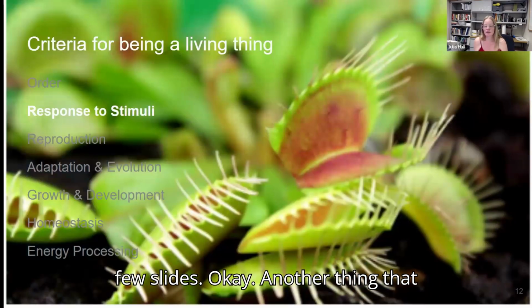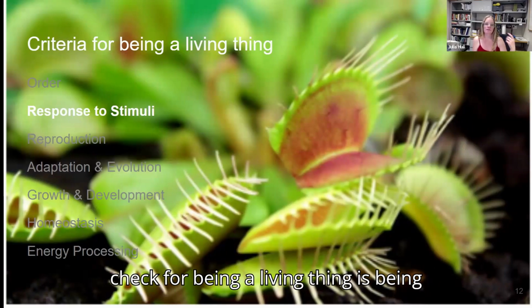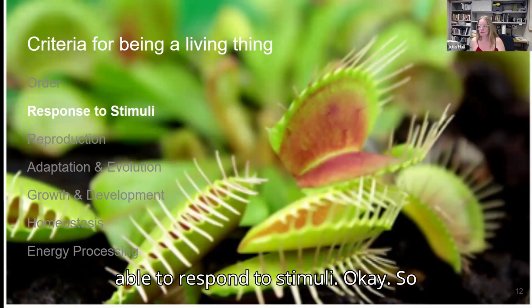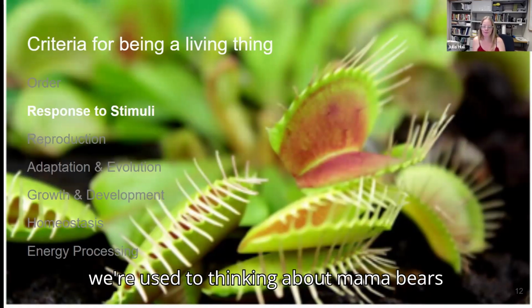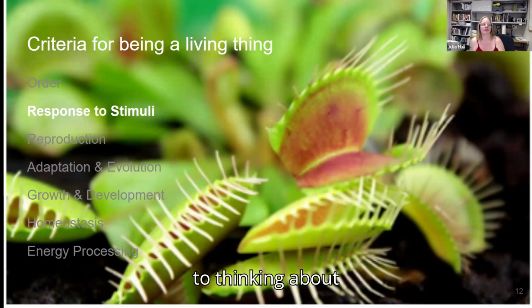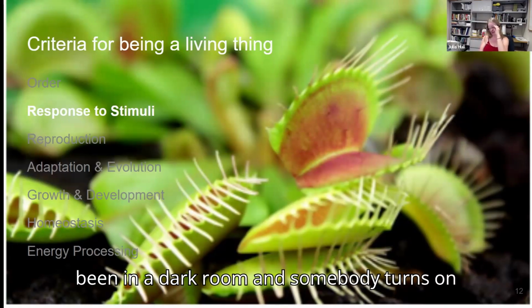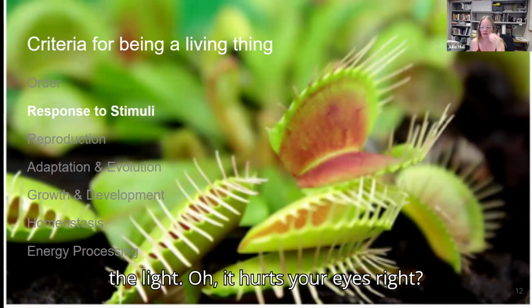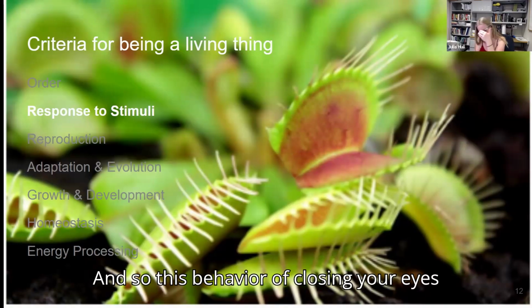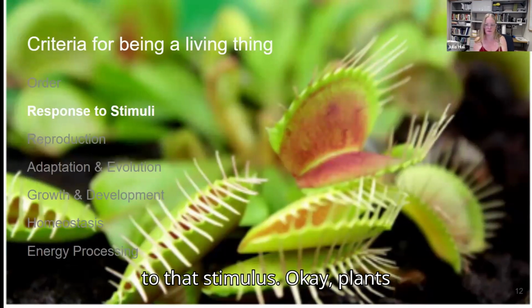Okay. Another box to check for being a living thing is being able to respond to stimuli. We're used to thinking about mama bears protecting their cubs. We're used to thinking about bright lights, after you've been in a dark room and somebody turns on the light, it hurts your eyes. And so this behavior of closing your eyes and shielding your eyes is a response to that stimulus.